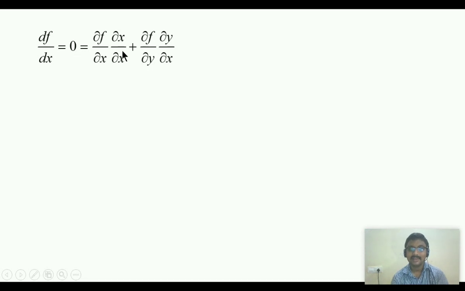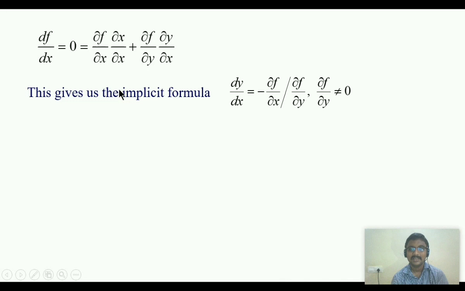Simplifying this equation, we get dy by dx is minus dou f by dou x upon dou f by dou y, where the denominator, dou f by dou y, cannot be 0. This formula is known as the implicit formula. Very important, don't forget: the implicit formula is given by dy by dx equal to minus dou f by dou x whole upon dou f by dou y.